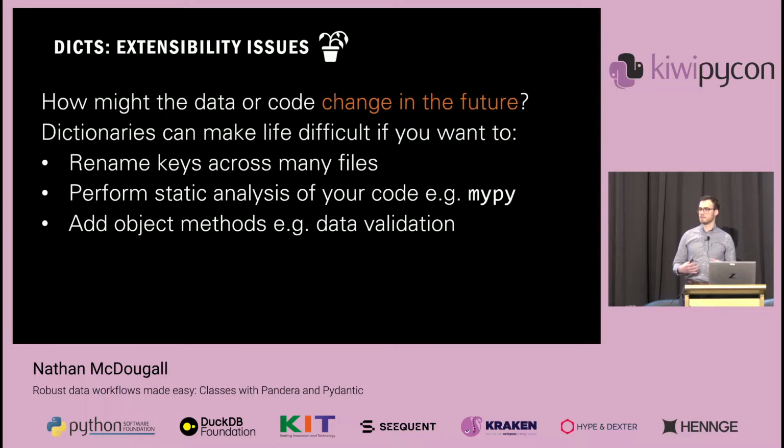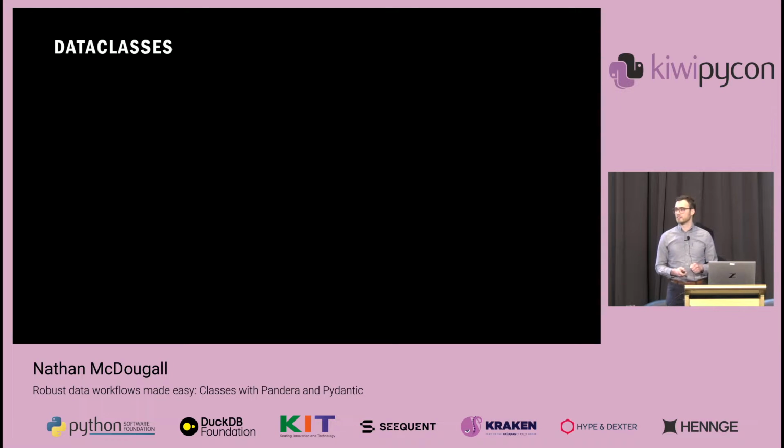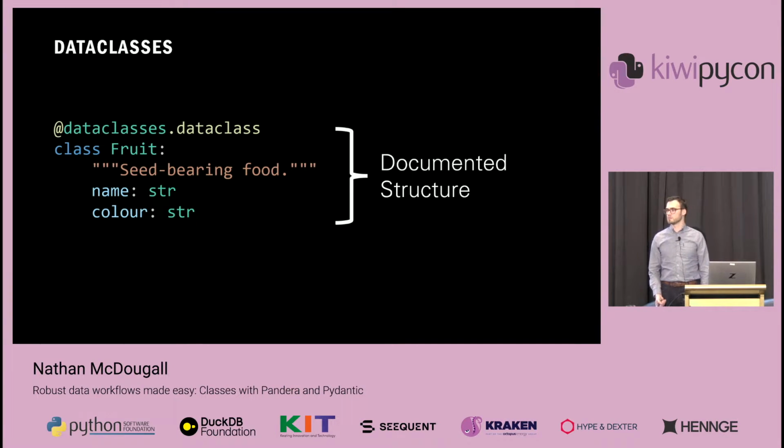And if you're trying to add methods, object methods associated with your kind of data set, because you're not using a class, you're just using a dictionary, suddenly you don't have a place to put it where everything lives together. So as some of you might have guessed, I'm going to suggest using something like data classes to solve this kind of problem. What that does is provide documented structure to your data set.